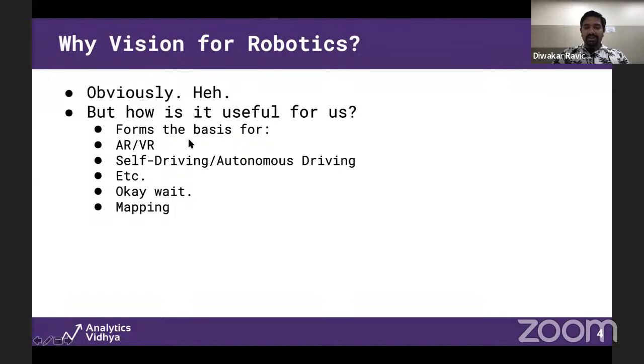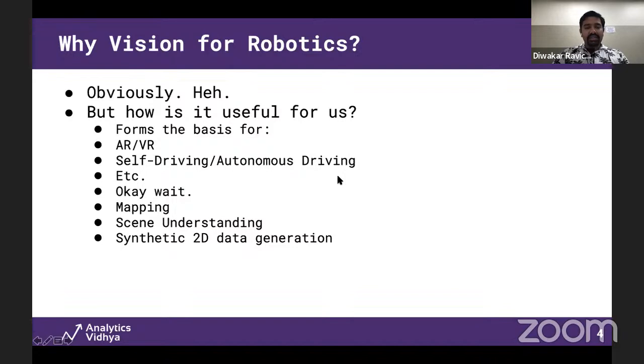It is very important in cases of mapping and in unexplored environments. It is very important for scene understanding. I think some of you mentioned that in chat as well. And it is also very important in synthetic 2D data generation. So what do I mean by the last point? We'll get to that in a bit. I just want to talk very briefly about what mapping is and what scene understanding is before I get to synthetic 2D data generation.